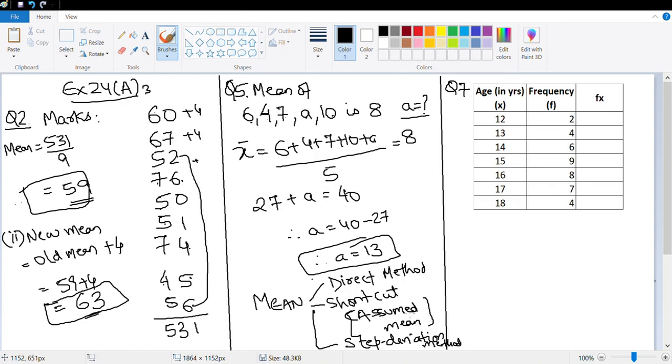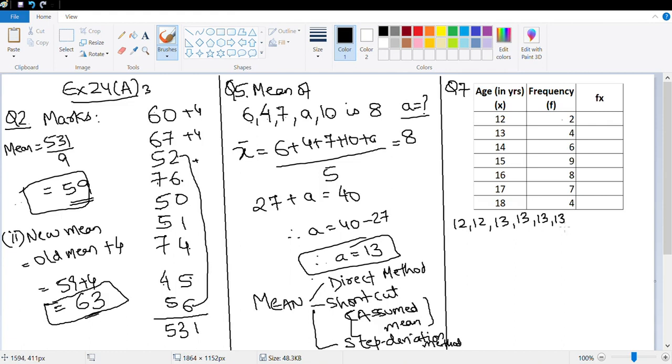The following table gives the height of plants in centimeter. If the mean height of plant is 60.95, find the value of f. So what it means is, which question have I taken? Sorry, I was reading the wrong question. Question 7 is the age of 40 students are given in the following table. So 12, 13, 14, 15, 16, 17. There are 2. What it means is there are 2 boys whose age is 12. There are 4 boys whose age is 13.